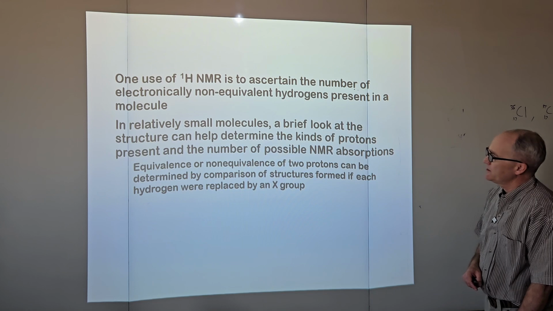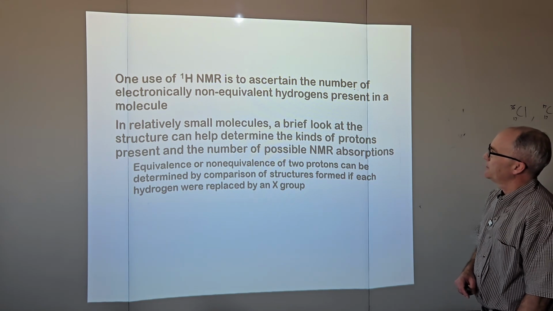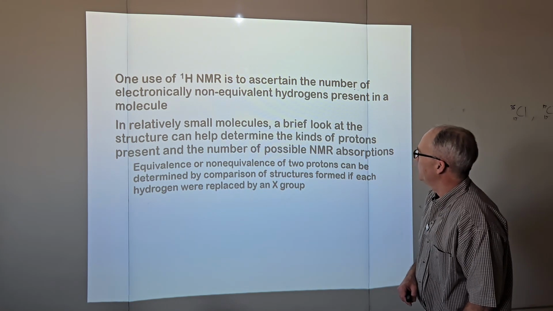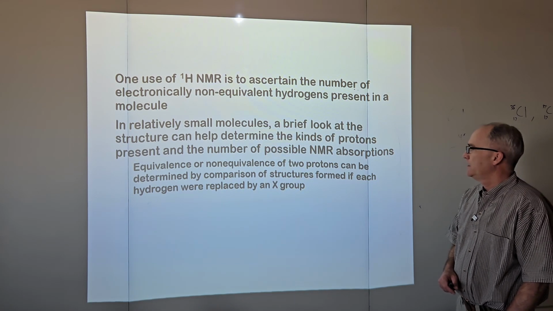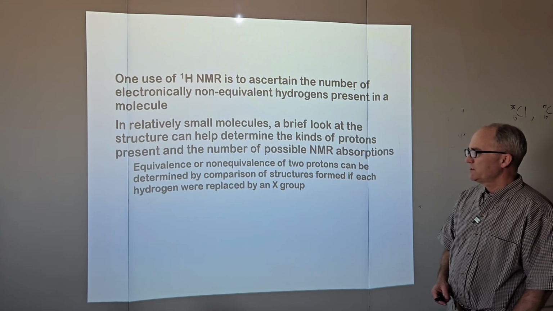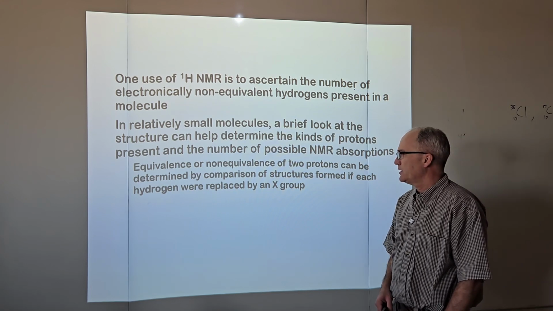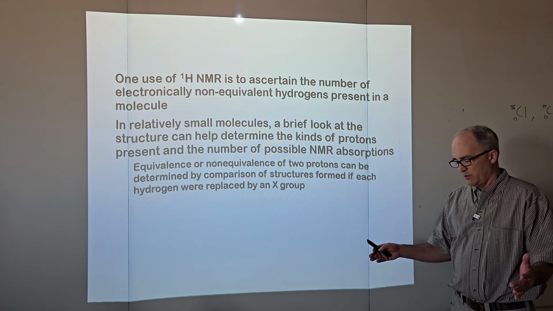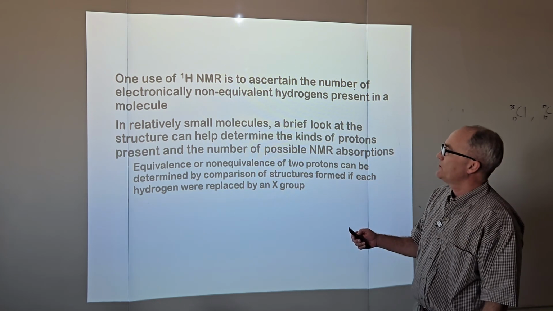One use of proton NMR is to ascertain the number of electronically non-equivalent hydrogens present in a molecule. In relatively small molecules, a brief look at the structure can help determine the kinds of protons present and the number of possible NMR absorptions. Equivalence or non-equivalence of two or more protons can be determined by comparison of structures formed if each hydrogen was replaced by some other group. We can call it X or Z.